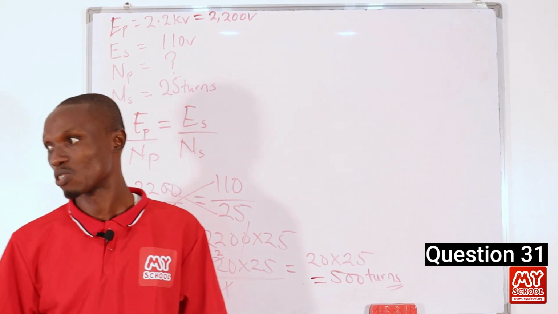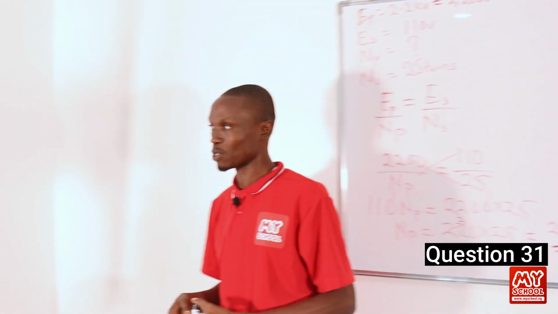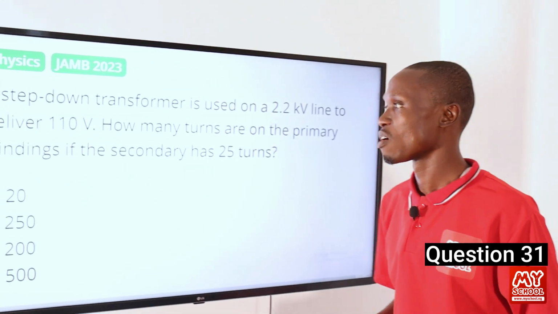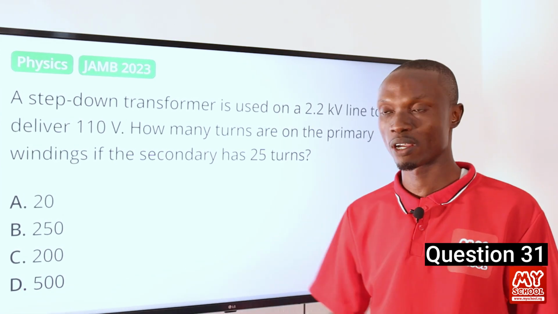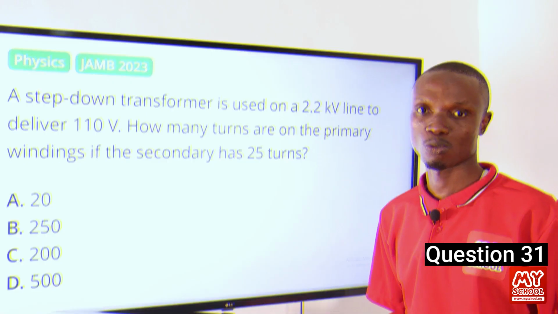So let's move over to the screen to pick the correct option. From our calculation, we got 500 turns on the primary winding. So that makes option D the correct answer, 500 turns.